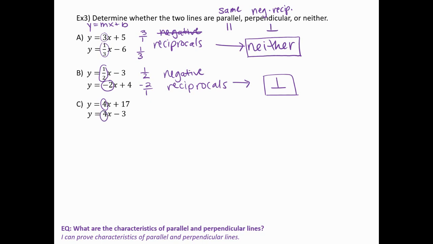Then I go to the last one again, looking at the slopes on this one. And this one, it should be quick and easy. Those are in fact the same. So this is parallel. And that's it for our notes for today. I'm just going to check these off because those are the things we checked.